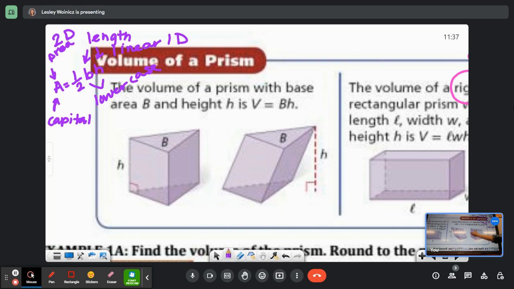So when I look at this and I see volume is base times height, it's not the same base as the base in this formula. That is a linear measurement. This is an area base. Everybody see the difference? Yeah. Because it's capitalized, okay? The height is a lowercase h, so that's a linear height. It's the same kind of height as for a triangle. Linear height.